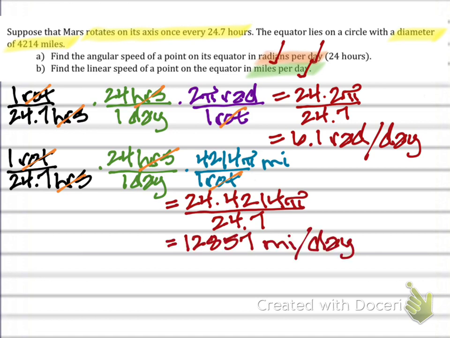Putting everything together, 12,857 miles per day. Okay? So just really concentrate on canceling those units. You can do it.